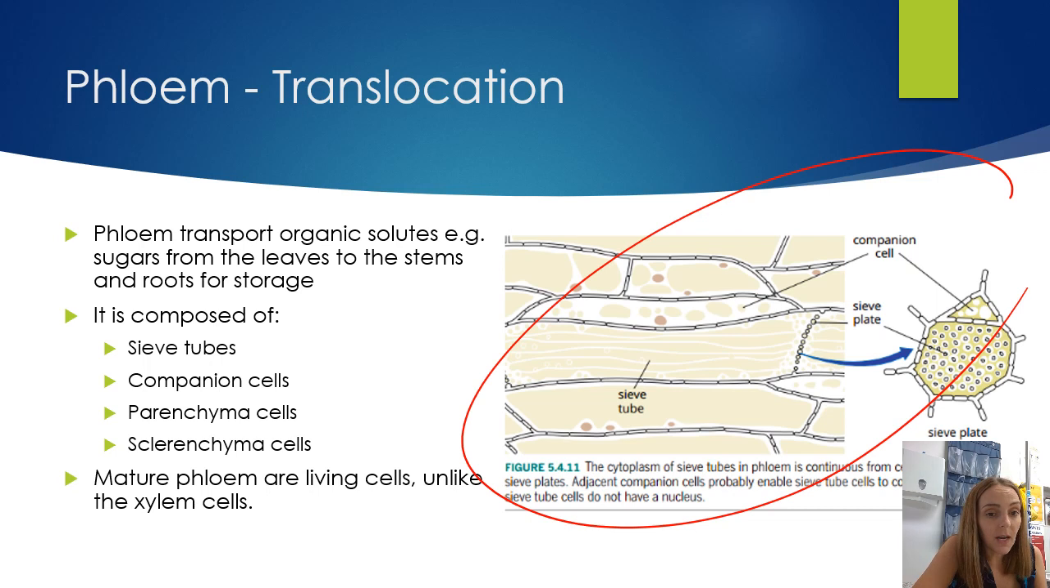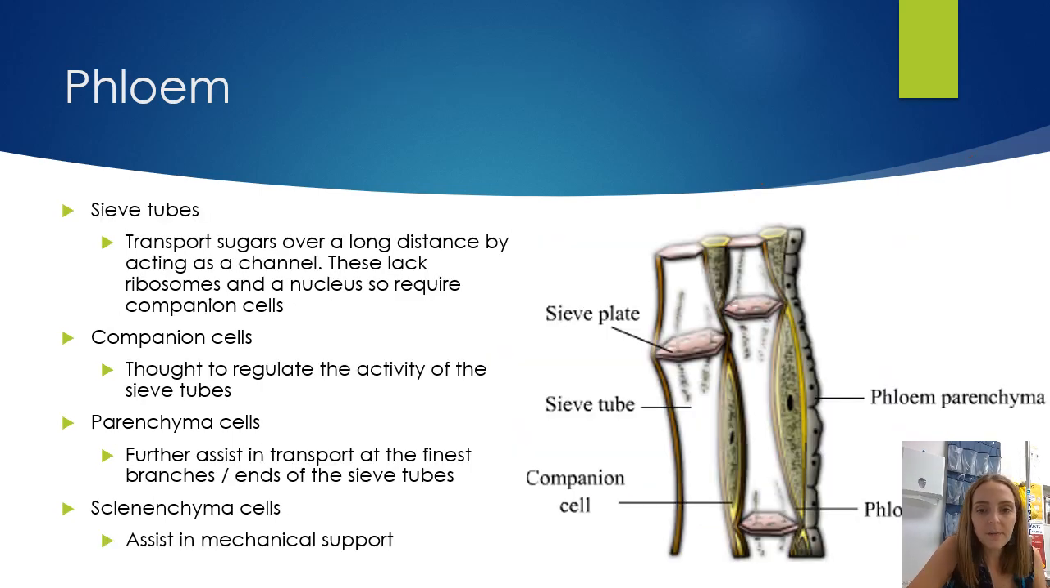Mature phloem are living, unlike the xylem. So these aren't made of dead cell walls. These are actually living plant cells that do this particular job. So the sieve tube is this elongated structure here, and they transport sugars by acting as a big channel. So they are quite similar to the xylem. They don't have any ribosomes and they don't have a nucleus. But in order to remain living, they have these companion cells next to them. These aren't that well known, but they're thought to regulate the activity of the sieve tubes. They help them to do their jobs.